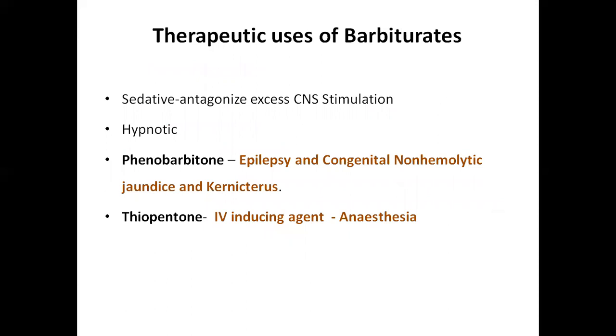Coming to the therapeutic uses, nowadays we are not using barbiturates as sedatives or hypnotics. The main use of phenobarbital is in epilepsy, as well as in congenital non-hemolytic jaundice and kernicterus, because of its enzyme-inducing property. Phenobarbital will induce an enzyme called glucuronyl transferase, so that will convert unconjugated bilirubin into conjugated bilirubin. That's why it is used in the treatment of jaundice and kernicterus. Next, thiopentone is a drug used as an IV inducing agent in anesthesia. These are the only two barbiturates currently used.